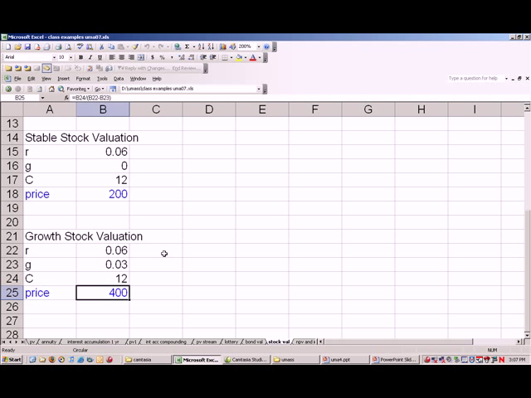let's see what happens to our determined price if, for some reason, the market wakes up in the morning and says, oh, this firm is not really expected to grow at 3% anymore. It's expected to grow only at 2%. I'm simply going to change the g in our growing perpetuity formula from 3% to 2%. And you can see the stock price falls precipitously from $400 per share to $300 per share.